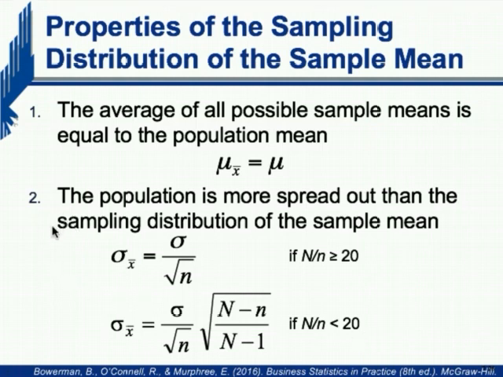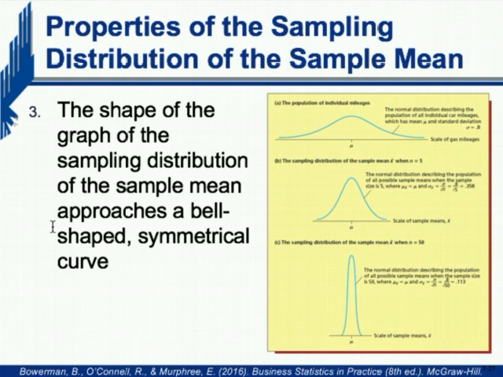Now, the third property of sampling distributions of the sample mean is about the shape of the graph of the sampling distribution. So here in this set of graphs, we have three different normal curves. In the first one, we can see the graph of the population of individual mileages. So here, it shows us all possible values of x with mu as its average, while the second one shows us the graph of the sampling distribution of the sample mean if n is equal to 5.